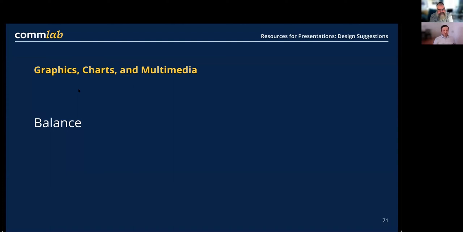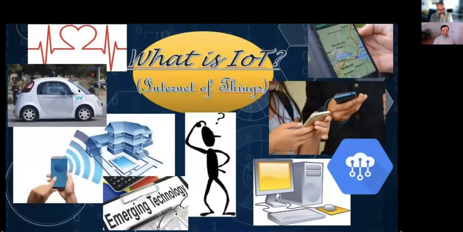We want to balance text and graphics, paying attention to placement of the imagery and the text. Here again, we have quite a big overload, and I'm just using these examples.